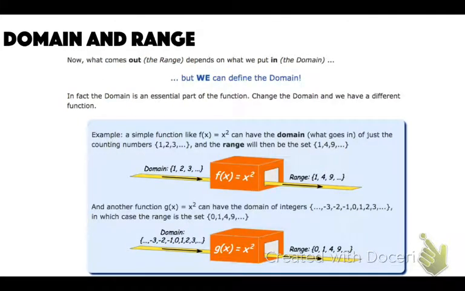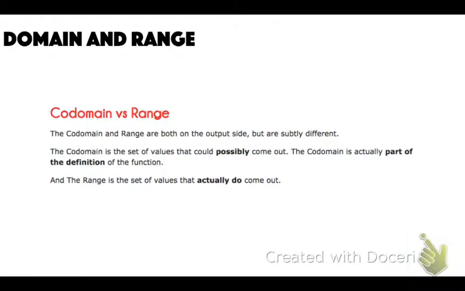Okay, so what comes out is the range. What we put in is the domain. And this is just another visual of that same exact thing we were just talking about. So the codomain and range are both on the output side, but they're subtly different. The codomain is the set of possibilities that could come out, and the range is what actually comes out.